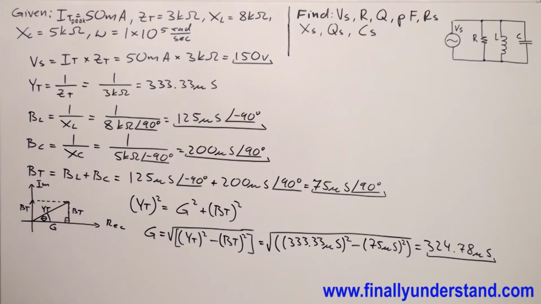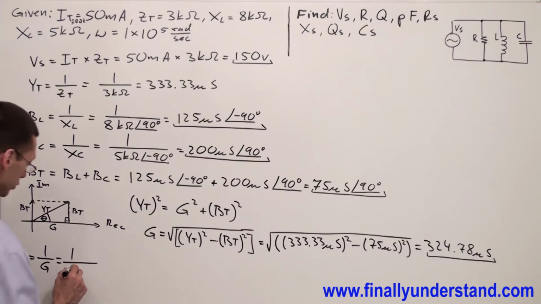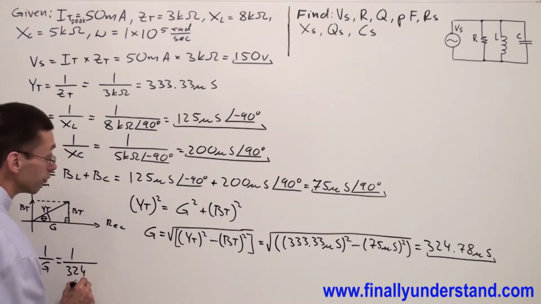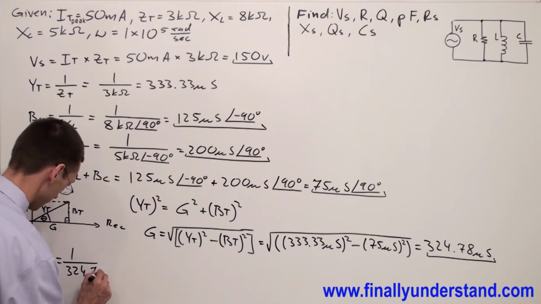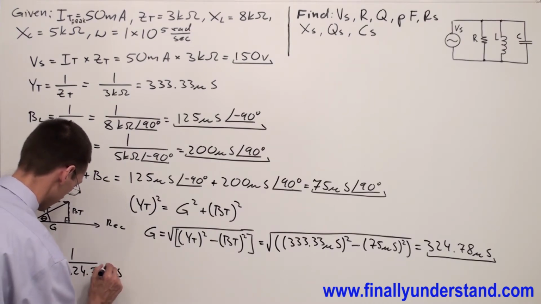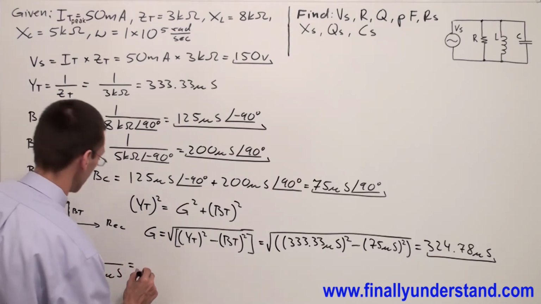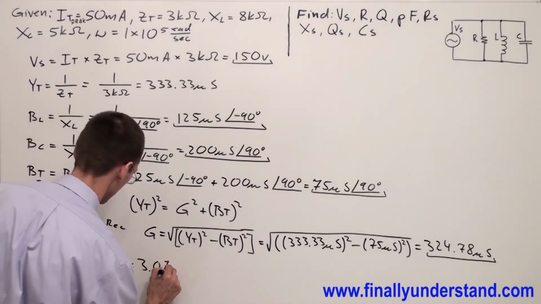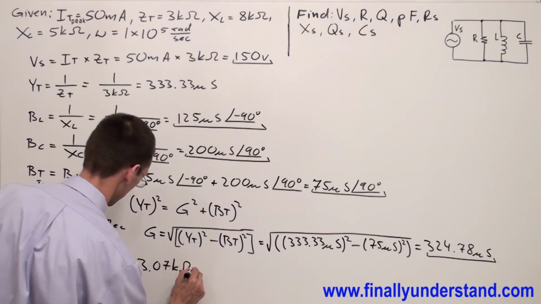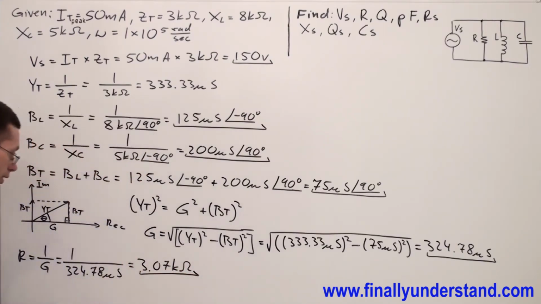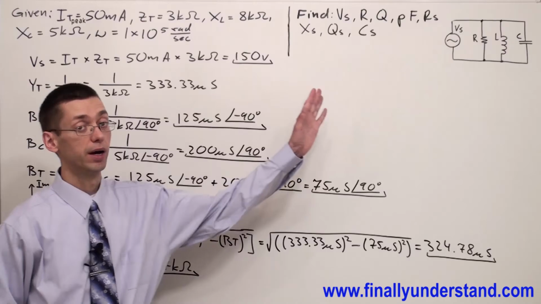So next, in order to find the resistance, I'm going to write R is equal to 1 over G. So 1 divided by 324.78 microsiemens is equal to 3.07 kiloohms. Okay, so this is the resistance in my parallel circuit.